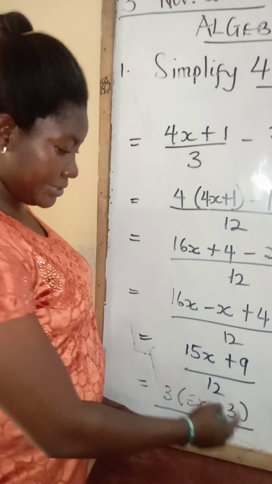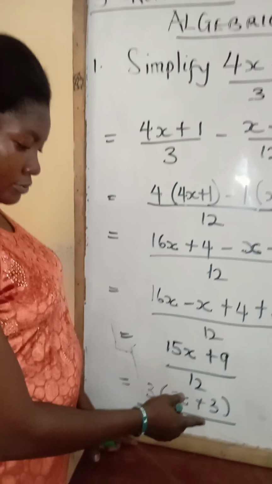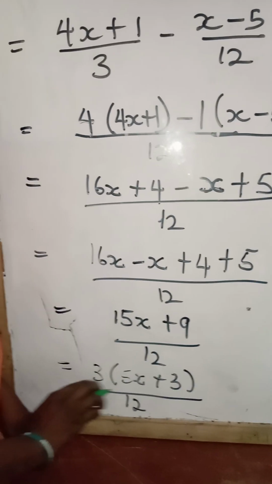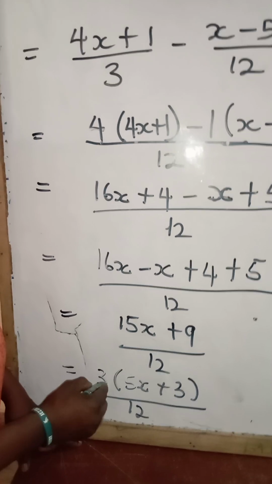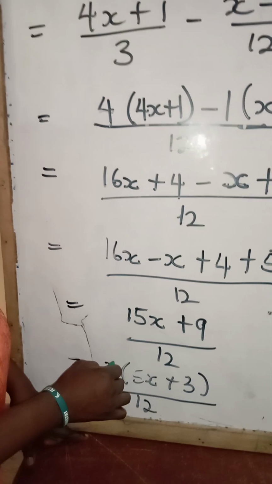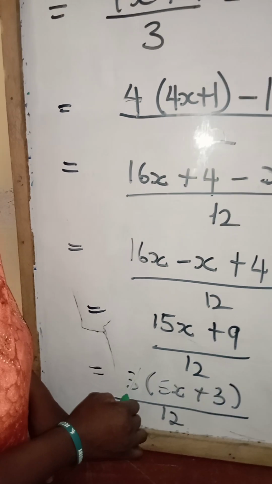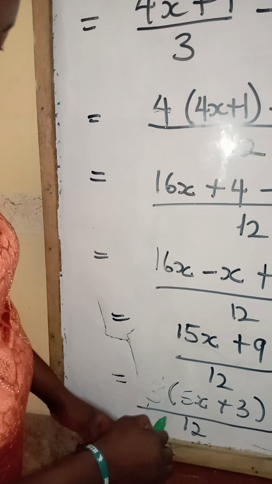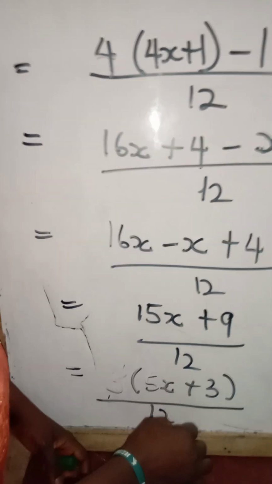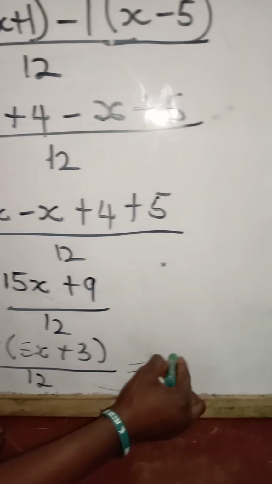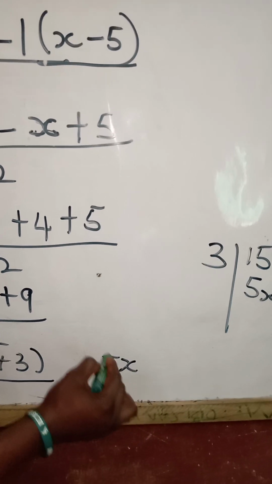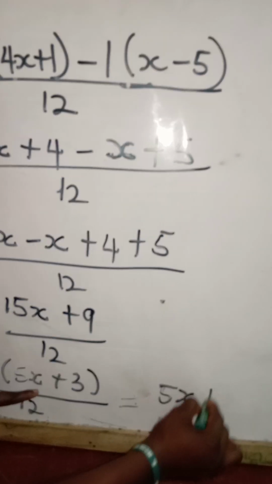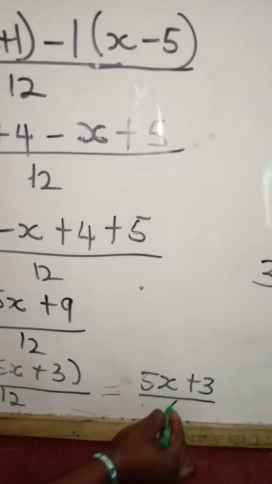So after factorizing, the next thing you do is to divide the numerator by the denominator, because we want to simplify to the lowest terms. What we have here is 3 divided by 3 is 1. And 12 divided by 3 is 4. So finally, our answer will be 5x plus 3, divided by 4. Remember, this 3 is just 1. There's no 3 there again.